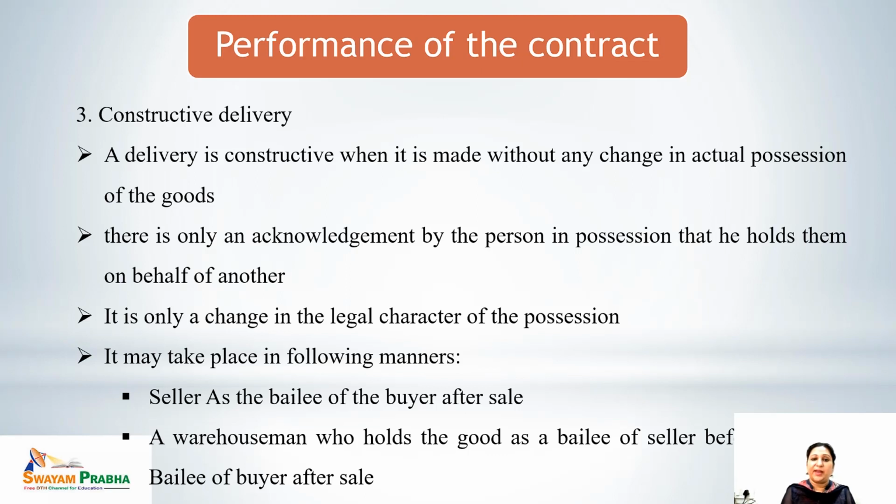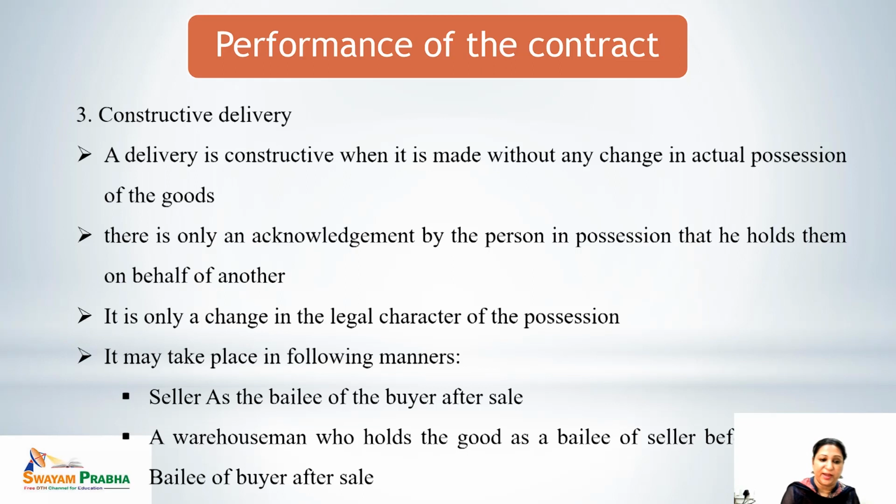Constructive delivery can take place in the following manners: 1. Seller as the bailee of the buyer after sale, and a warehouseman who holds the goods as a bailee for the seller before sale and bailee of the buyer after sale. To make it clearer, suppose the goods are kept in a warehouse, and the person employed as warehouseman was taking care of the goods on behalf of the seller before, and after the constructive delivery, he has become the bailee of the buyer and he is doing the same job. But before the transfer of the goods, he was doing this job for the seller, now he is doing this job for the buyer.